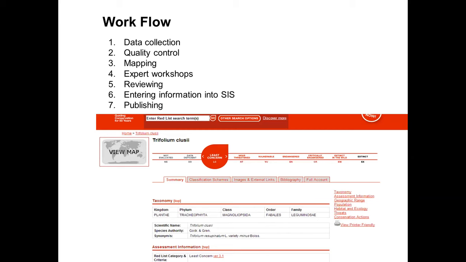The work was followed by several steps, where the first step included data collection from different resources like national and international herbaria, literature, and scientific records. Quality control, mapping, expert workshops, reviewing the information, entering information into SIS, and finally publishing the Red List are the work steps.